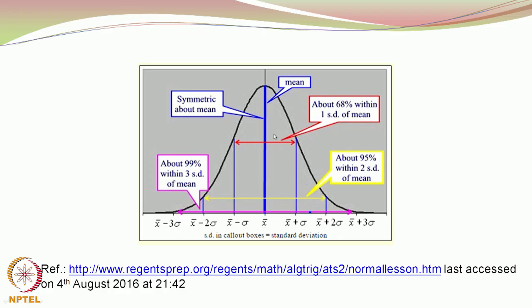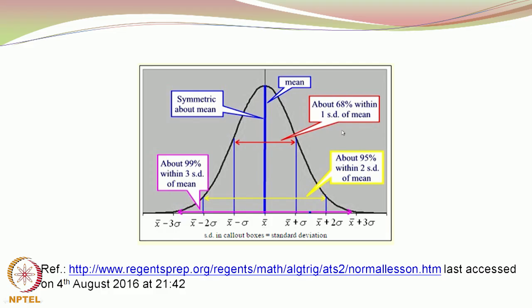So, you can see that the area of the curve would be 50% below the mean and 50% above the mean. So, that the total area under the curve is 100%, and if you look at it from a probability point of view, it would be 1. So, you are going from minus infinity to plus infinity, but the tail becomes very thin when you go further and further away from the mean value.